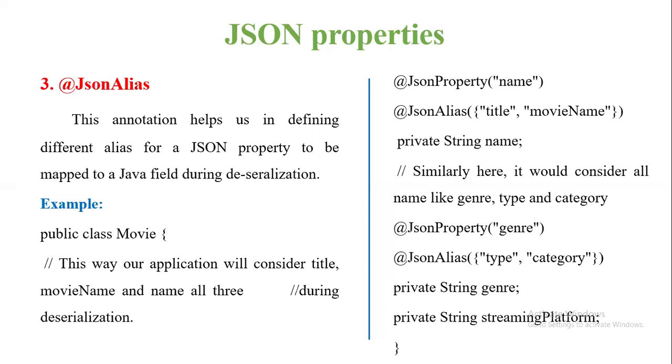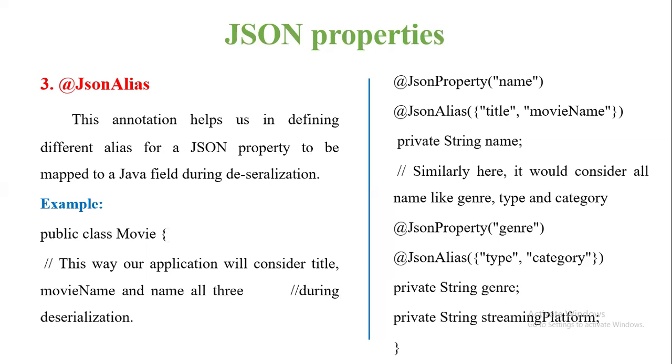Let's assume we have one class for movie and one for TV series. As we are getting data from various sources, we can expect various naming conventions for the property name, but we want to map similar data to one Java field, right? And this is where @JsonAlias comes into play. Let's see how it will be used with an example. In this way, our application will consider title, movieName, and name, all three, during deserialization.